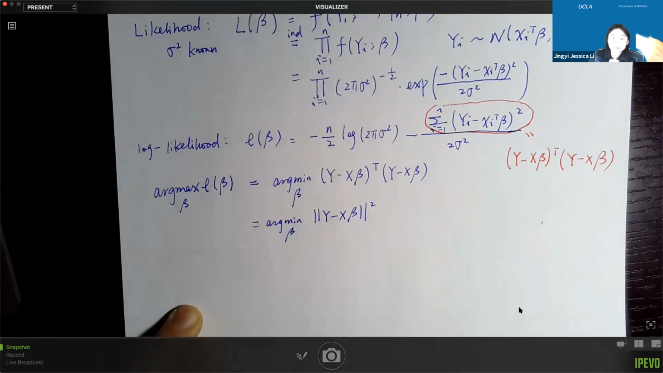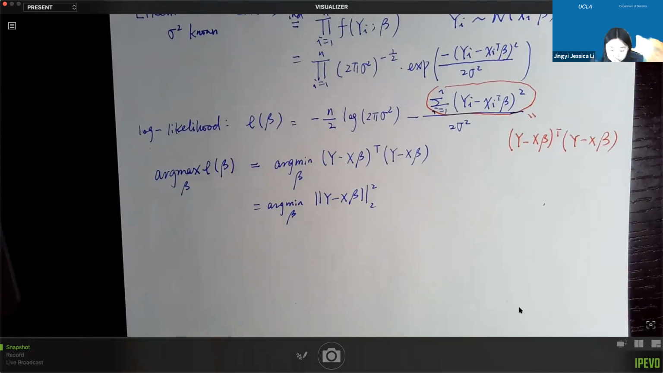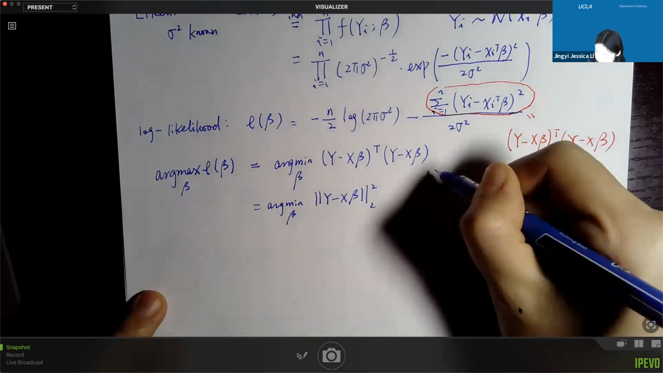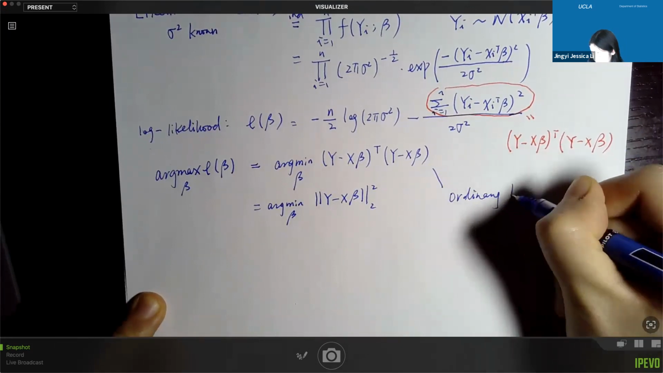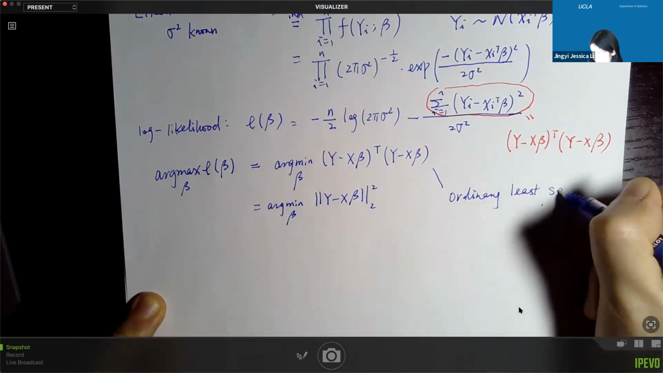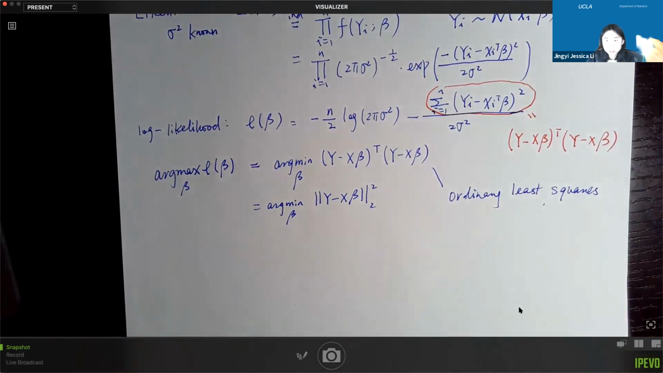We can also write it this way. That's the L2 norm. Okay, so then how do we do the minimization? That's what we call ordinary least squares. And this technique actually came from Gauss in, I would say, maybe 400 years ago, around that time.